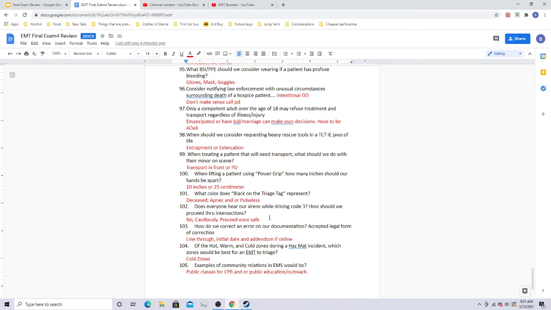Of the hot, warm, and cold zones during a hazmat incident, which zones would be best for EMTs to triage? Cold zone.